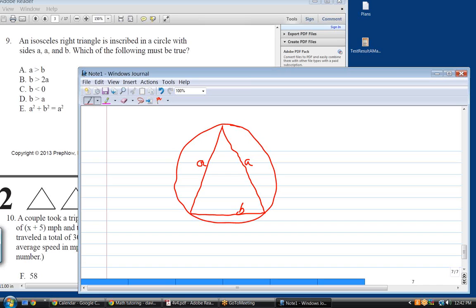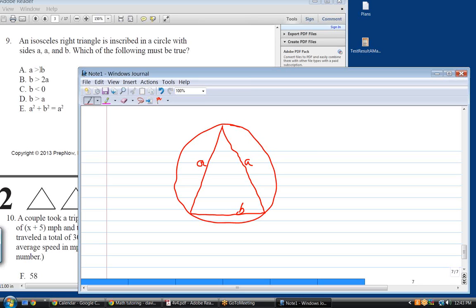Side A is greater than side B. B is greater than the two smaller sides combined. B is less than 0. B is greater than A. A squared plus B squared equals A squared. I think it's C. B is greater than 0. That actually says B is less than 0. Oh, well, B can never be less than 0. So there's one answer we can definitely rule out. It's that.